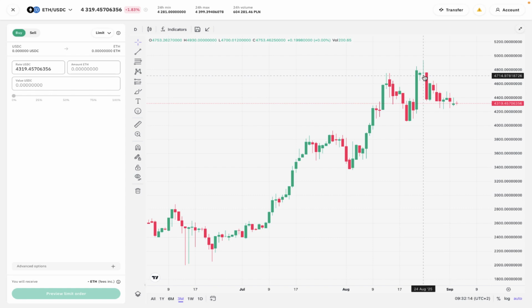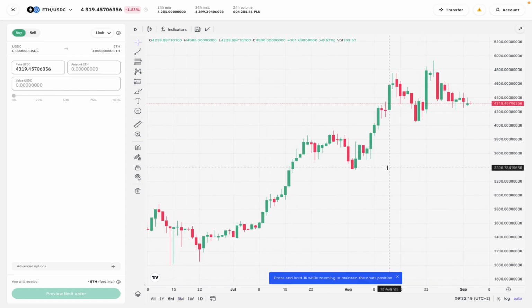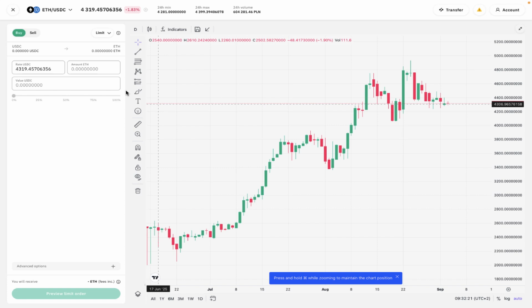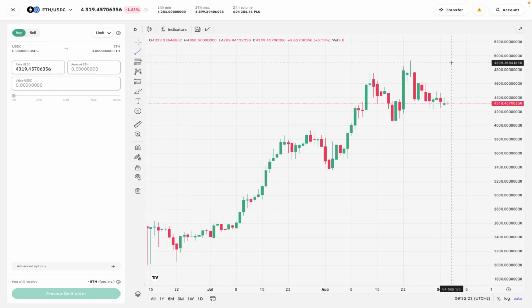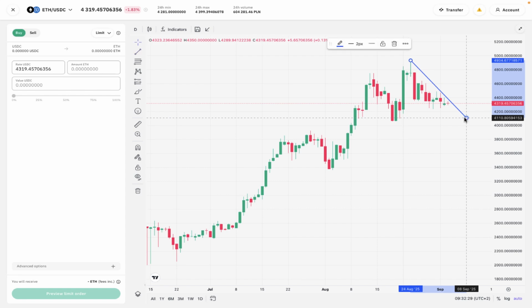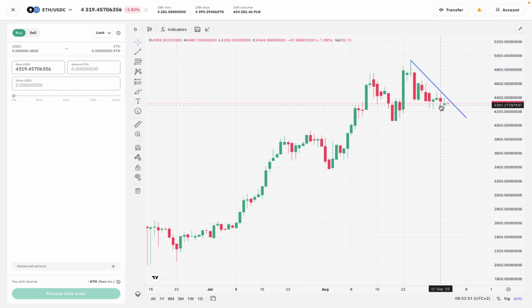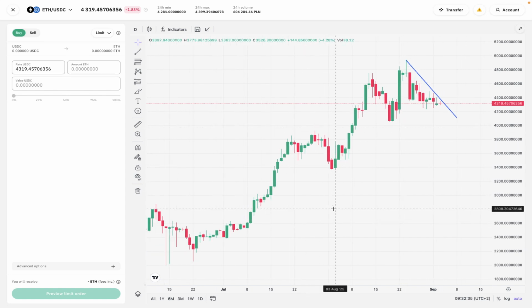So right now we got this corrective movement to the downside. We can place our trend line here from the top. It doesn't actually look that bad whatsoever, and this movement to the downside is in line with the previous corrections, right? Let me just zoom out a little bit.